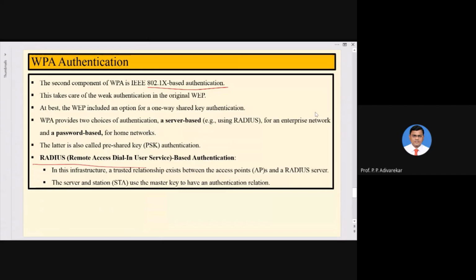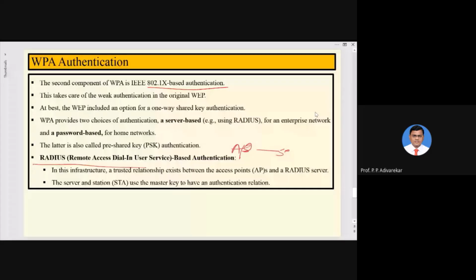In this infrastructure, a trusted relationship exists between the access point, that is AP, and the server, AS. This RADIUS server is nothing but your authentication server. The server and the station use the master key to have the authentication relation. So using this master key, authentication can be done.